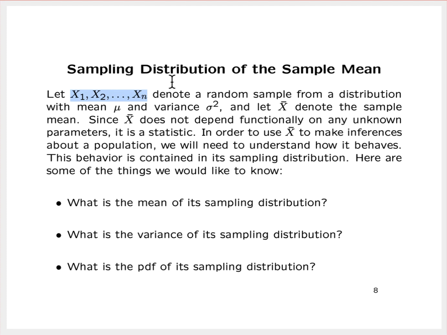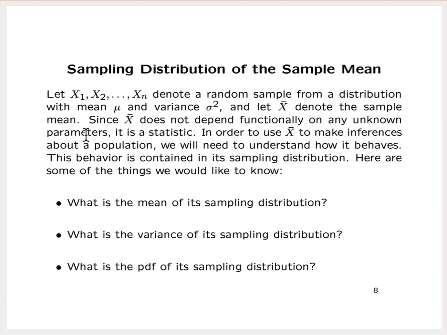By calling this collection of random variables a random sample, we're implying that the random variables are mutually stochastically independent and identically distributed. They all come from the same distribution. We're also saying that the distribution from which the sample is obtained has a mean of mu and a variance of sigma squared.